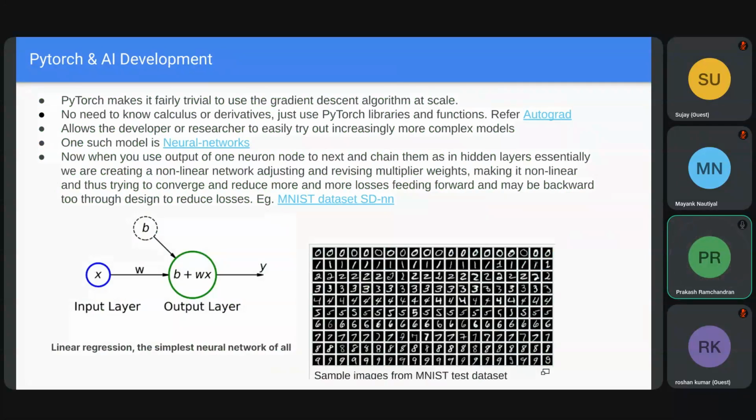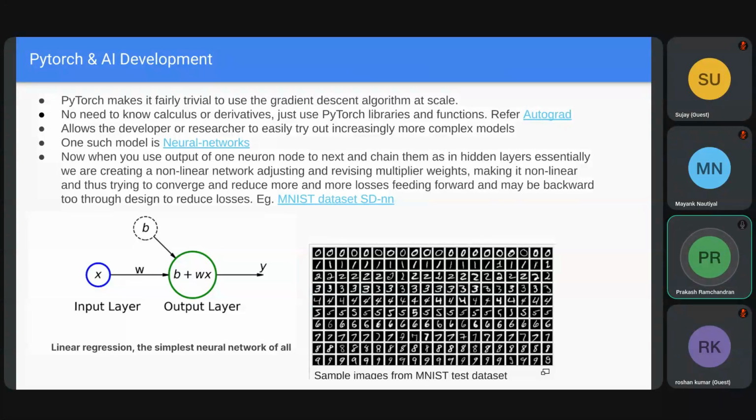Now let's look at PyTorch and AI development. PyTorch makes it fairly trivial to use the gradient descent algorithm at scale. When we talk about scale, what do we mean? Not the foot ruler, but that it can scale. It means you can have millions and millions of inputs and yet it will solve. Of course, it will take time. The compute time is the premium.